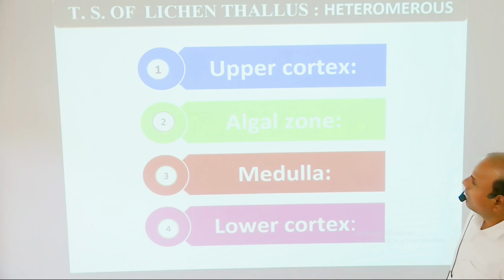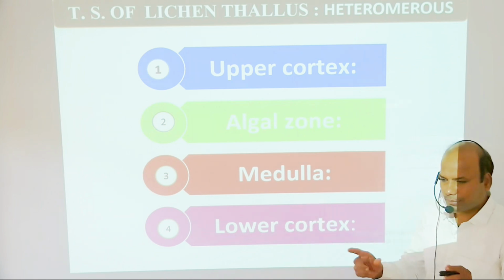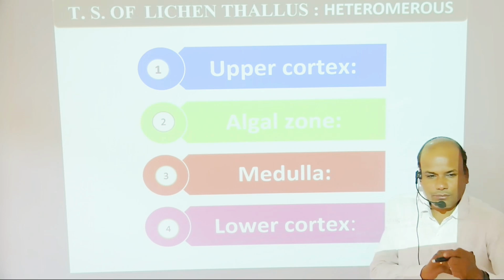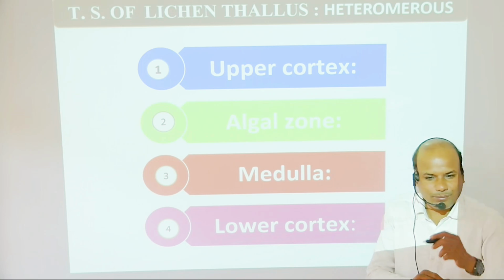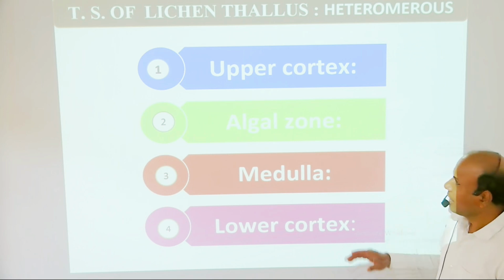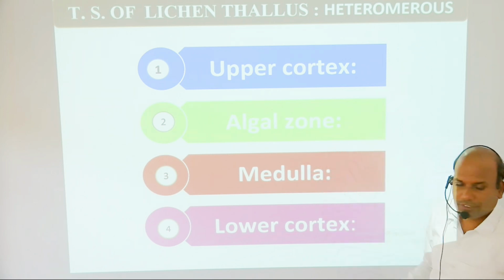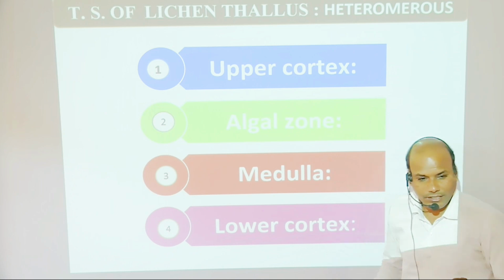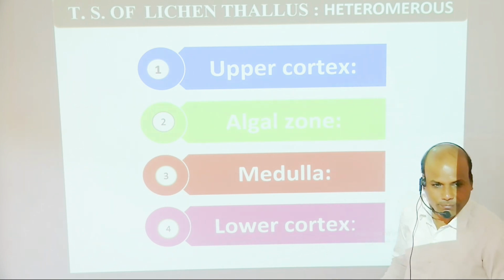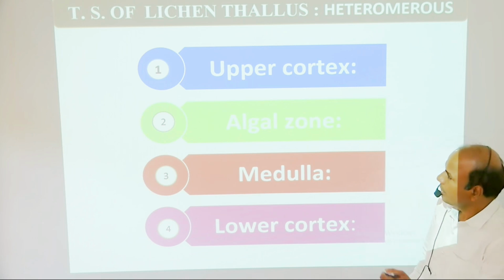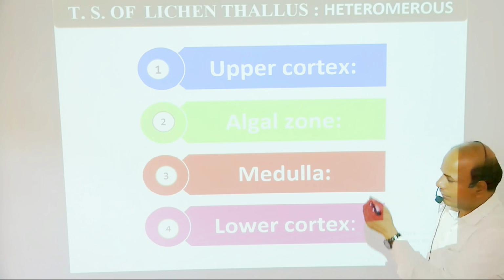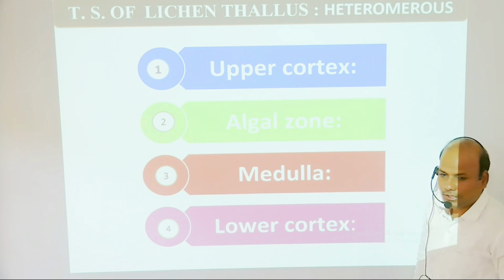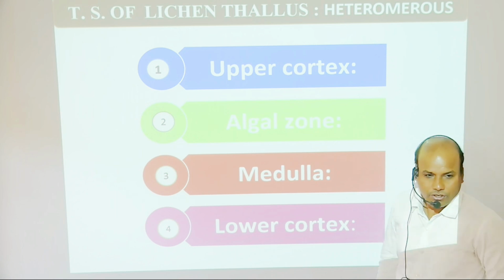Another, on the basis of the thallus, the TS of lichen thallus, that is heteromerous. Before, we have seen the homomerous. In case of the heteromerous thallus, it is made up of algal and fungal components. In the internal structure of the heteromerous thallus, there are different layers: the upper cortex, algal zone, medulla and lower cortex.